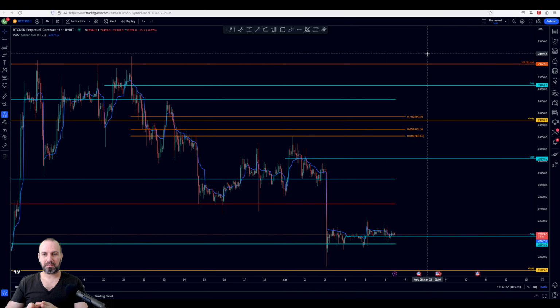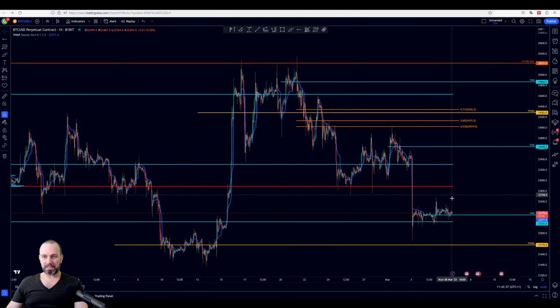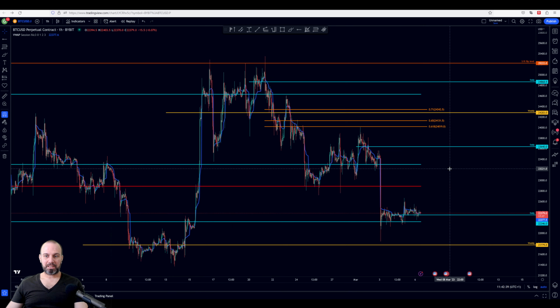And I think I covered this last week, what I'm looking for as a possible reaction there. What would be the next targets to the upside? So those are the areas that I would actually look for a short.